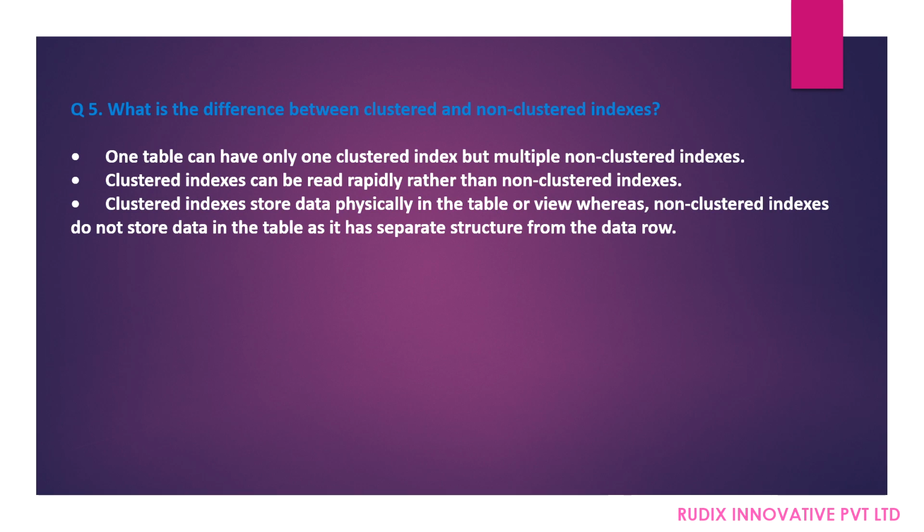One table can have only one clustered index but multiple non-clustered indices. A clustered index can be read more rapidly than non-clustered indices. A clustered index stores data physically in the table or view, whereas non-clustered indices do not store data in the table as they have a separate structure from the data rows.